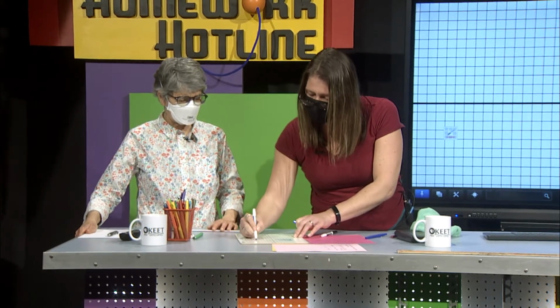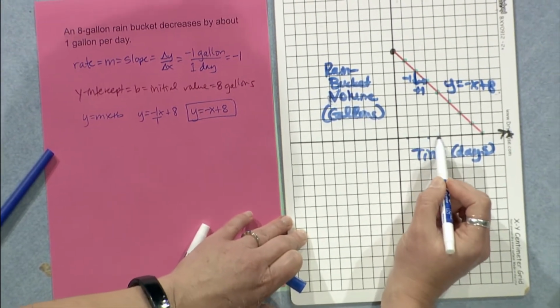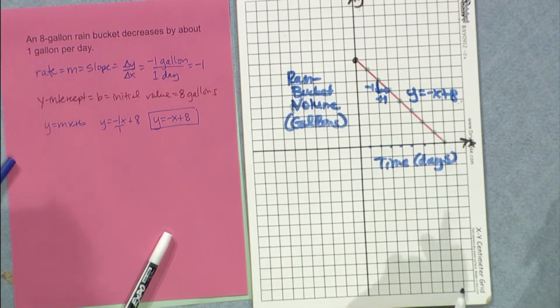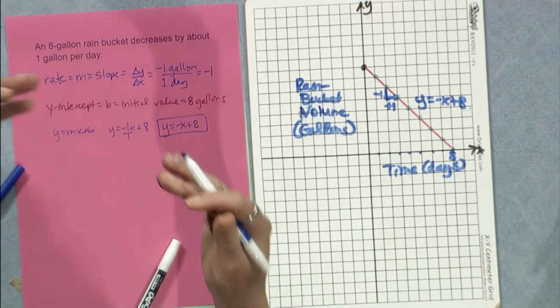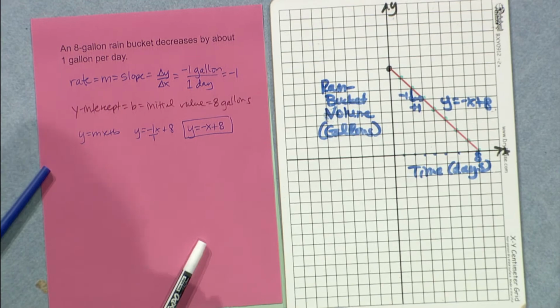And notice it's going down. It's going down 1 over 1 and then it's going to run out. What day does it run out? 3, 4, 5, 6, 7, 8 days, right? At day 8. Because you're going 1 gallon per day, and then you have to start over and wait for the next rain to come and fill it up again.